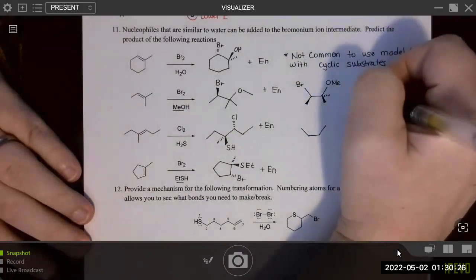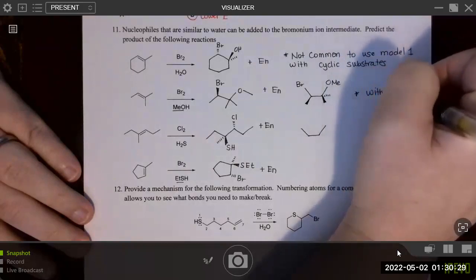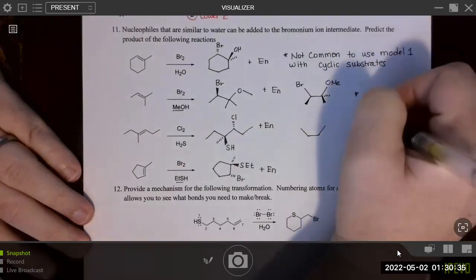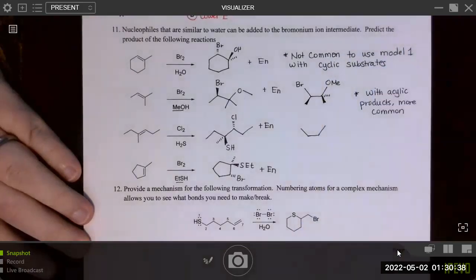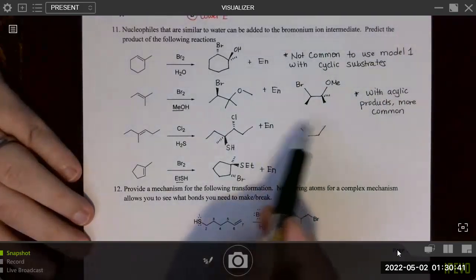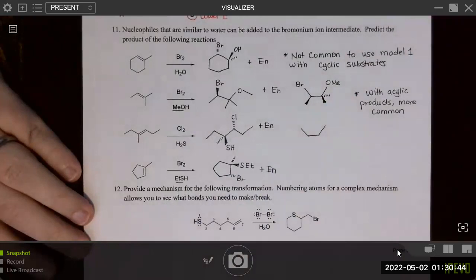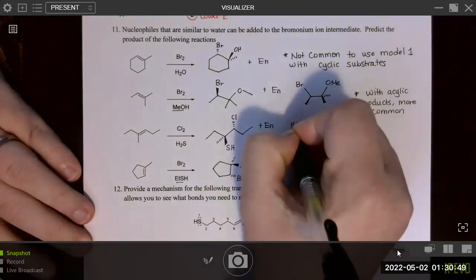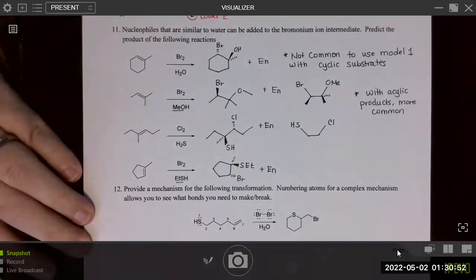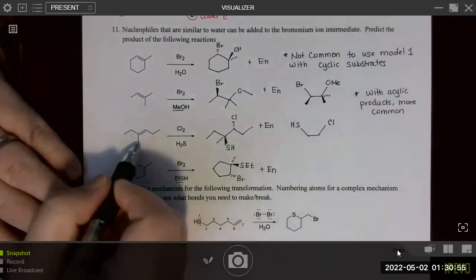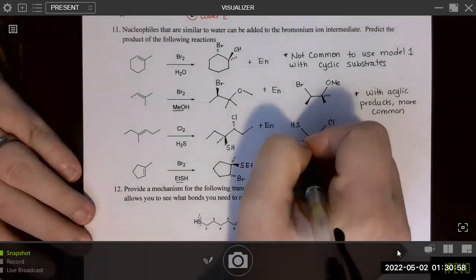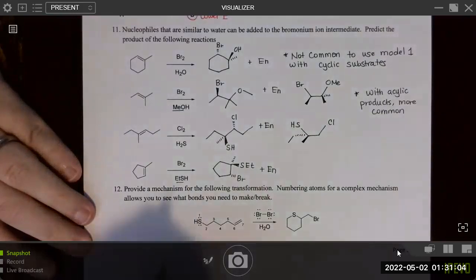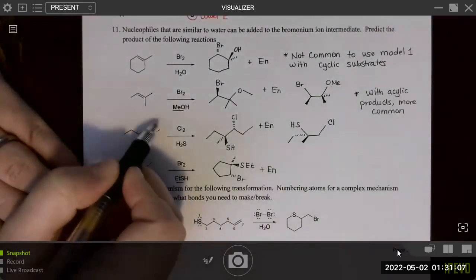So we'll just say with acyclic products. And then, so we're going to do the bottom example here again. We're adding chlorine and the thiol group. So we'll notice that the thiol group got added to the left over here. So we draw that one over here and the chlorine here. And then remember that we're doing anti-addition. So we'll keep this one the same. Methyl coming out of tube, ethyl pointed straight back.